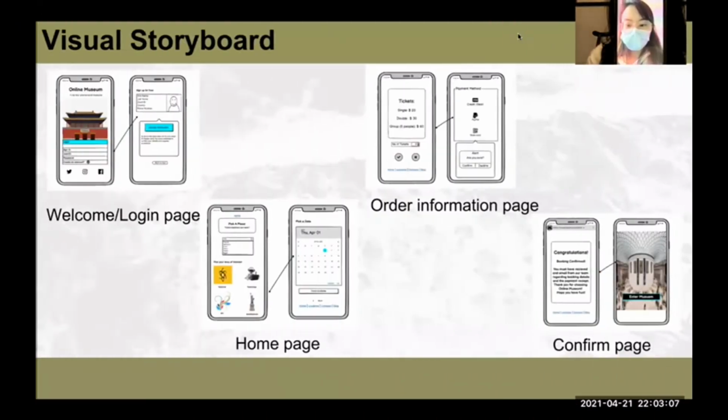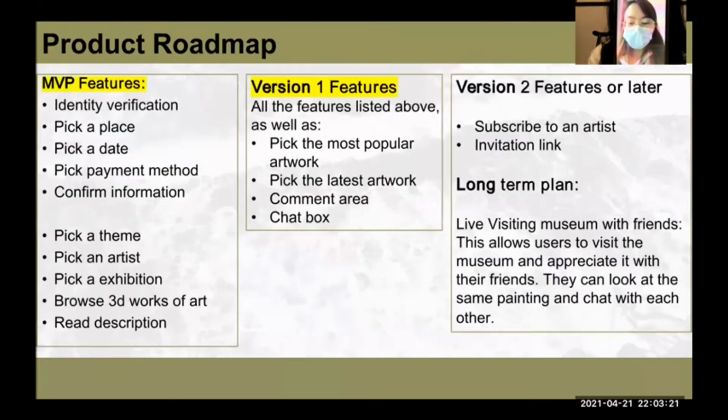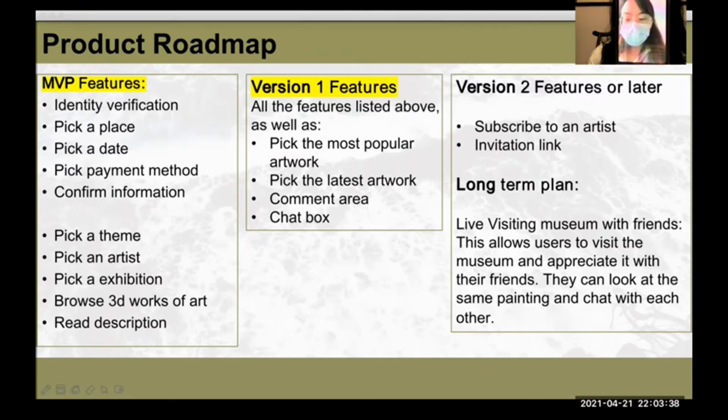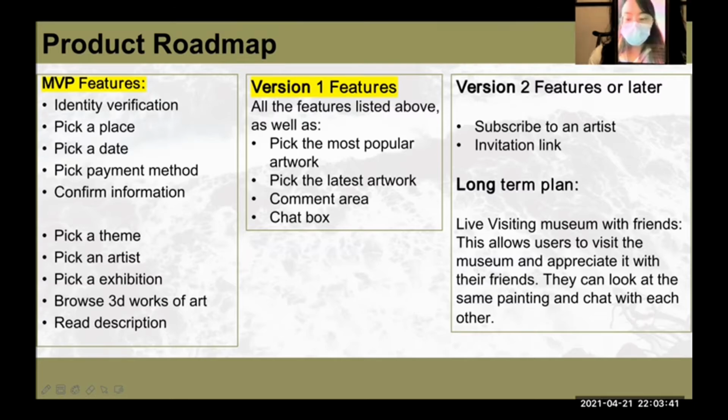We will start with 4 functions. The first is the welcome and login page. The second is the home page. The third is the order information page, and the last one is the confirm page. For the welcome and login page, our customer can register a new account or log in with the user ID and password. For the home page, our customer can search the country and select the museum he or she will visit.